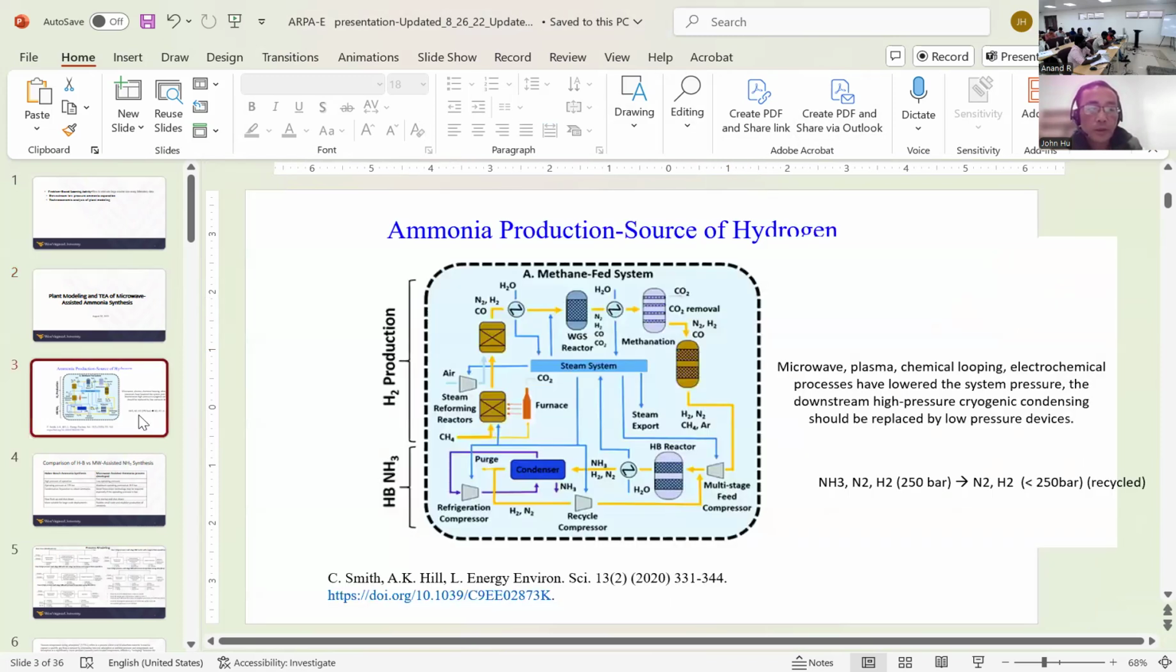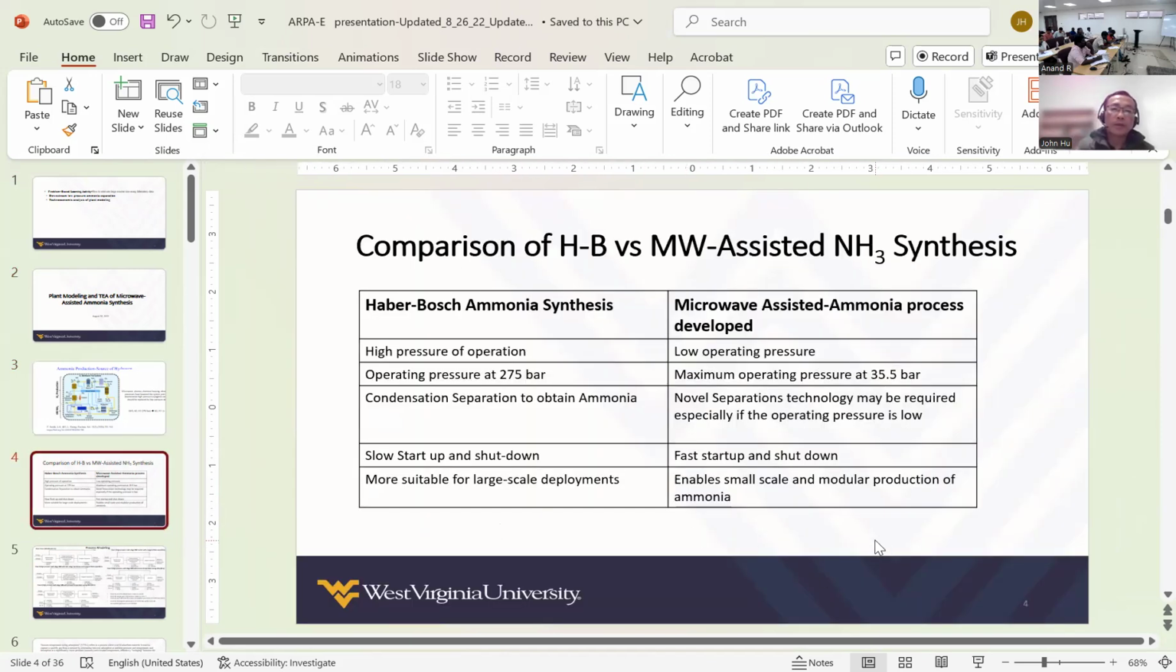Yes, sir. And now I'll tell you the reason why we have to go through the low pressure separation. Okay, so before you go to lunch and before I talk about the low pressure, I want to compare the Haber-Bosch, as a summary.